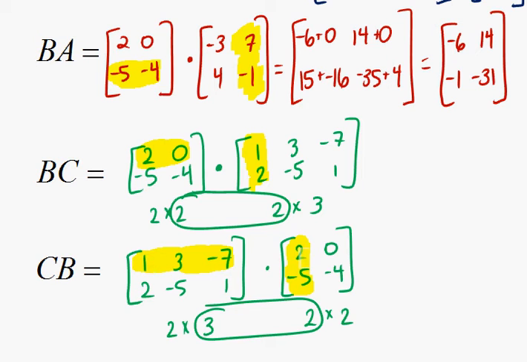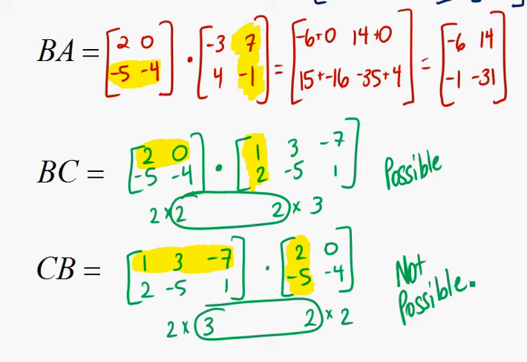We would have 1 times 2 plus 3 times negative 5, and then all of a sudden we would run out of an entry to multiply by negative 7. So this is just another example that shows that matrix multiplication is definitely not commutative, because BC is possible, but CB is not possible.